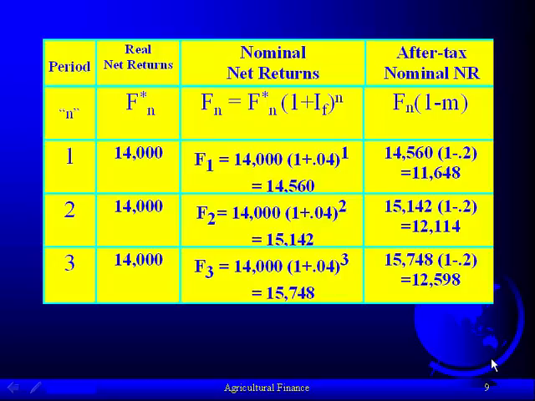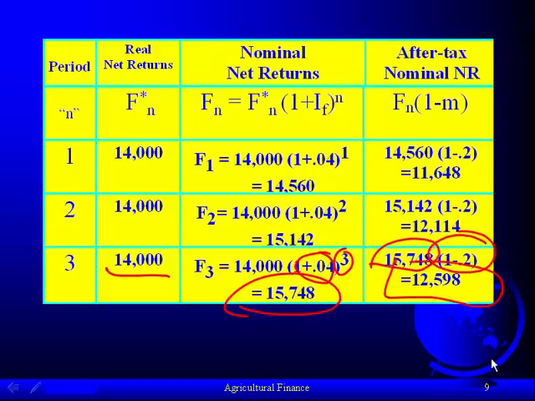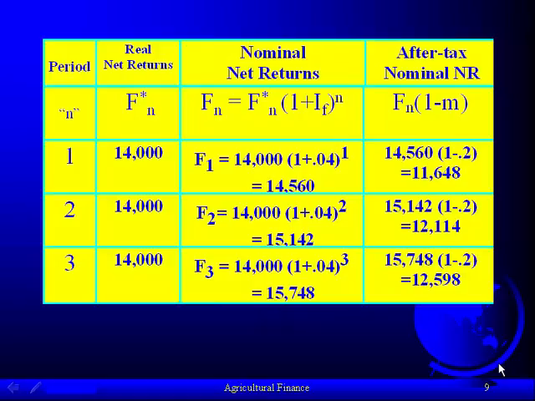On the third period, notice again that the real net returns is $14,000, again because the relative price changing, we're keeping that constant. But in this case, we're compounding at a 4% inflation. And notice also we're assuming that our expectation of inflation is constant at 4%. Another big assumption, because inflation can also change. Compounding it for 3 years, we take that amount, $15,748, take 80% of that, and then we have the $12,598.